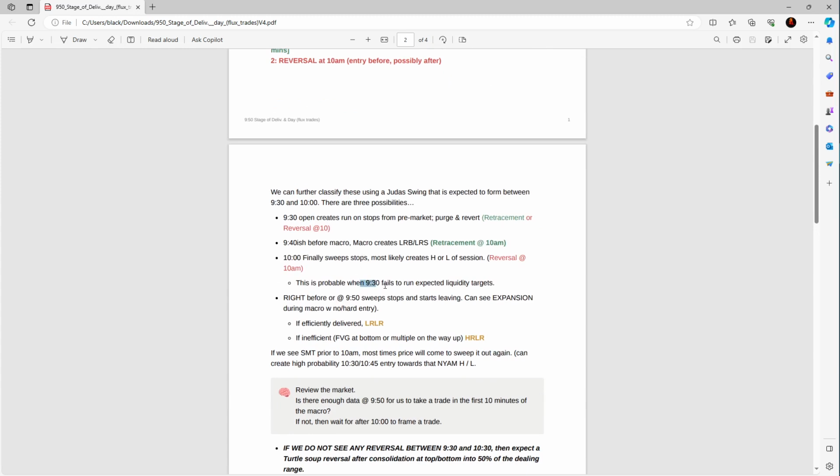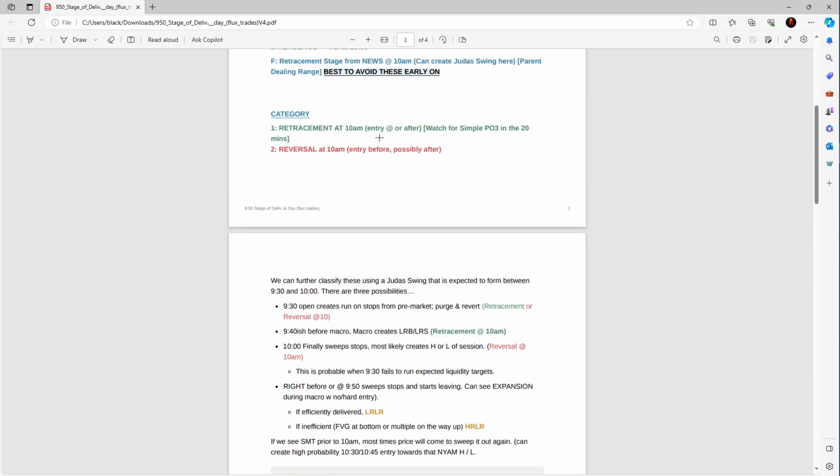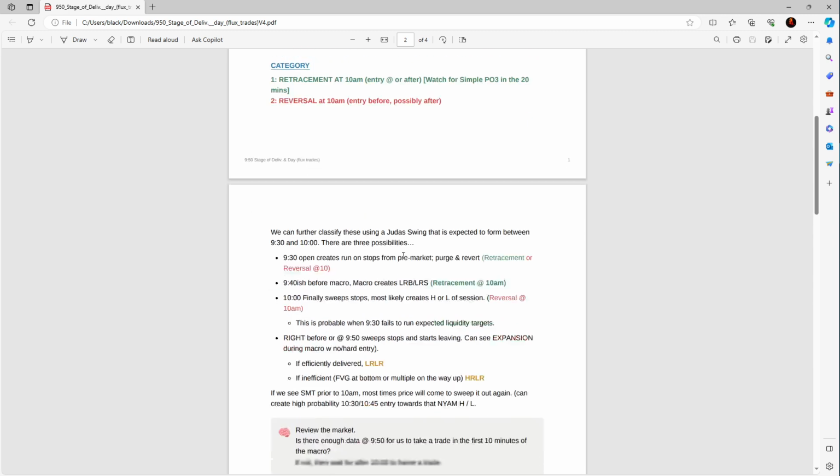This is most probable when 9:30 fails to run expected liquidity targets, which is exactly what we got today, right? Review the screenshots we sent into predictions chat. We had a failed 9:30 Judas, expected to run liquidity targets. We had 10 a.m. reversal after, entry before, possibly after.